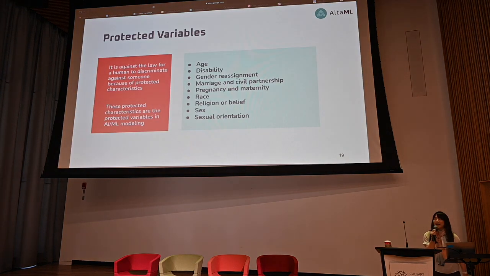To talk about that, here's a little bit of background. If you work with machine learning, you might have heard the terminology protected variables. Basically, protected variables are just sensitive variables that are associated with laws against discriminating against humans based on these characteristics. Machines should not do the same either. That includes age, gender, disability, sex, religion, and so on.